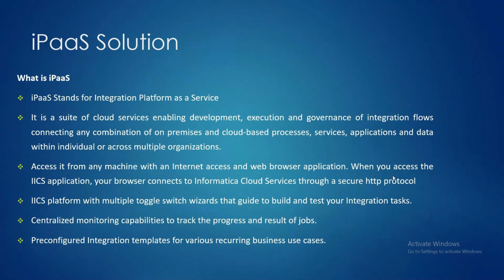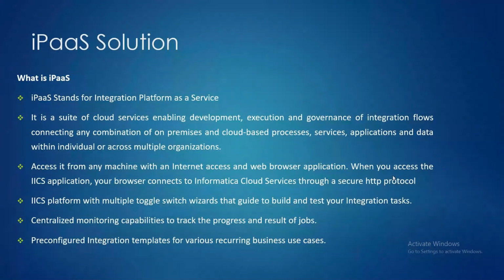You can actually do your jobs. You have some templates where you create jobs. You connect to multiple sources and multiple targets, with a combination of on-premise and cloud. You can connect to different services and applications across multiple organizations. And there is enterprise orchestration. When I say orchestration, it is the ability to bring your data into one hub, and you can access it from any machine. That is your iPaaS service.